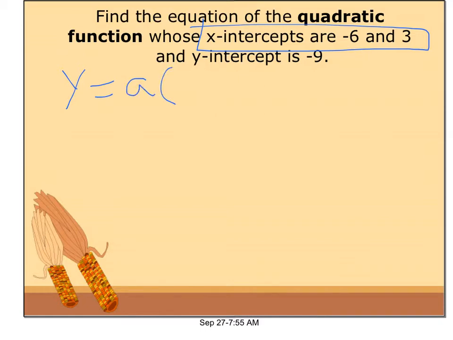Okay? The fact that I have an x-intercept of -6 means this quadratic has a factor of x plus 6. And it has an x-intercept of 3, means it has a second factor of x minus 3. And really, when you get down to it now, all I'm looking for to get an equation here is what is the value for a? That's the number that stretches the graph vertically and either makes it wider or skinnier.